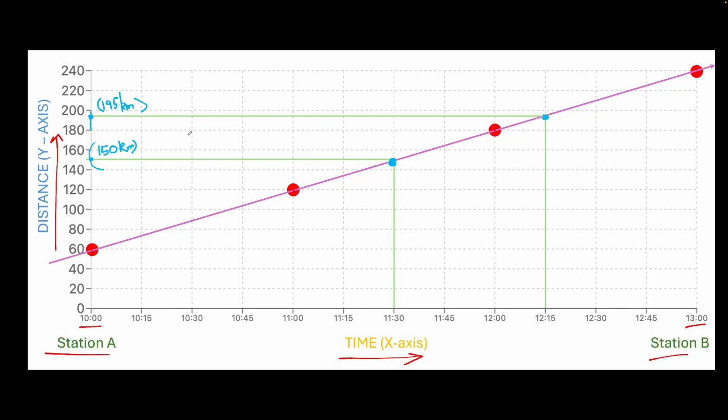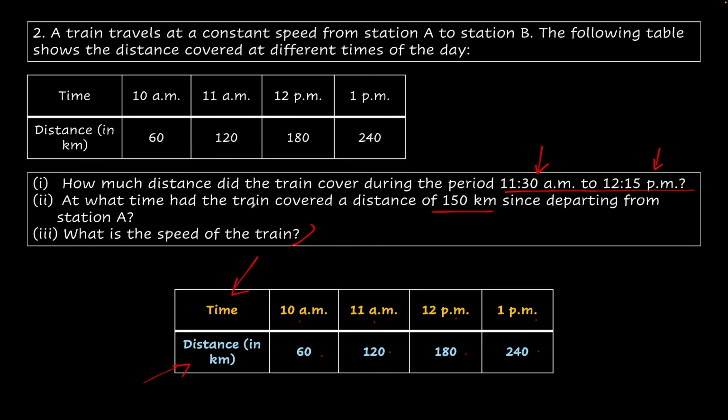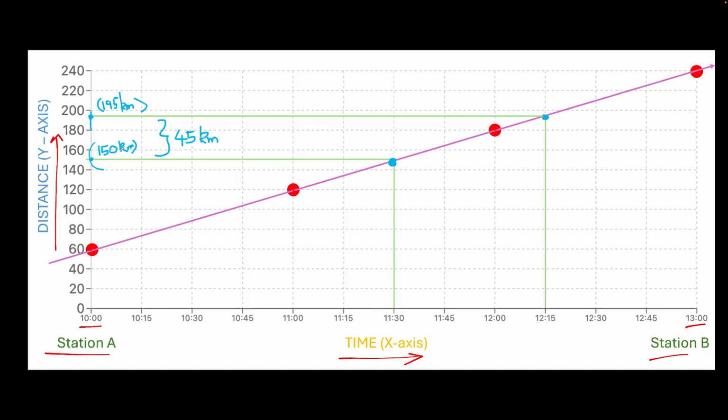So the distance between these two would be 195 minus 150. That is 45 kilometers. Perfect. So that's the first question. At what time had the train covered a distance of 150 kilometers? This one's easy, isn't it? We already know, right? At 150 kilometers, we were at 11:30. So 150 is right over here. This was the 150 point, so at 150, we were at 11:30.